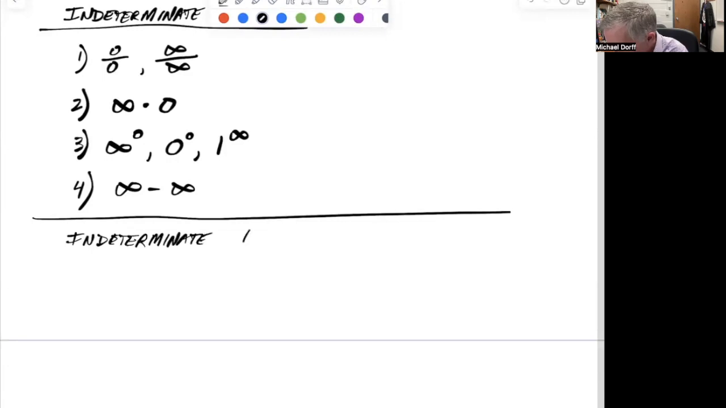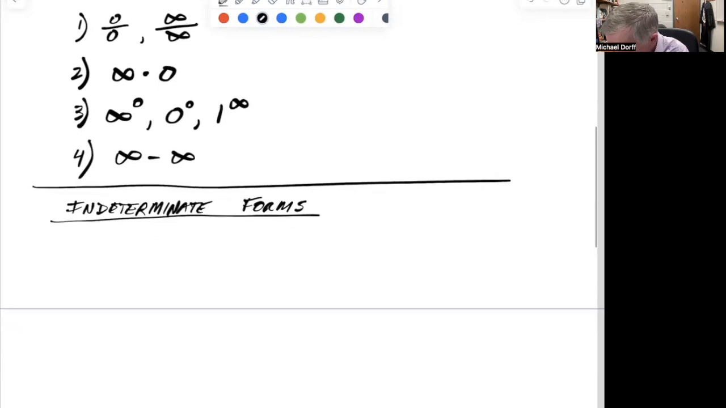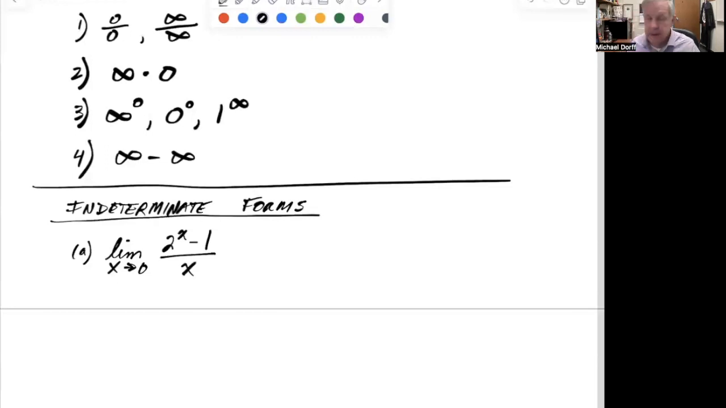Expressed as limits. And that's what we're going to be concentrating on today, indeterminate forms expressed as limits. So we could have something like the limit as x goes to 0 of (2 to the x minus 1) all over x. All right, so why is this an indeterminate form? Because if I do my direct substitution, I'm going to have 2 to the 0 minus 1 over 0. And what is that going to be?